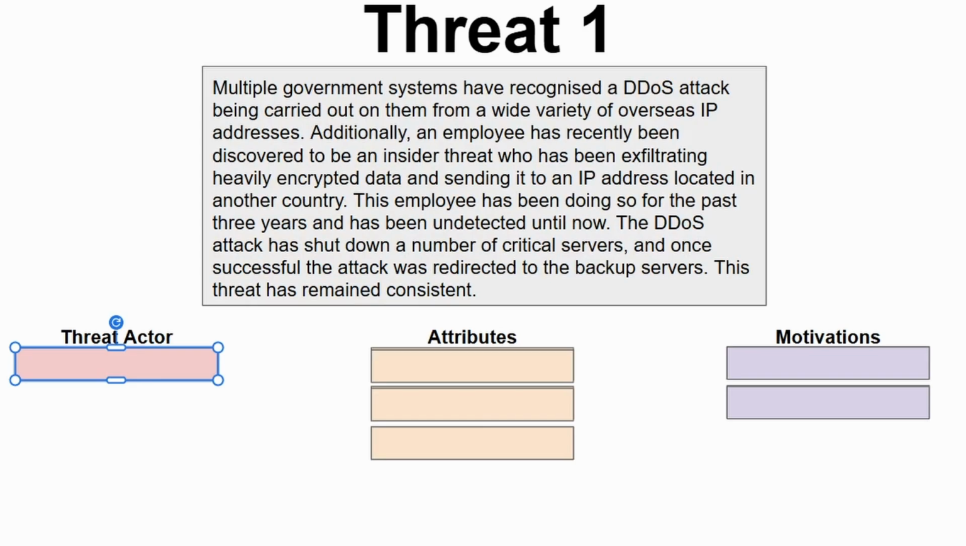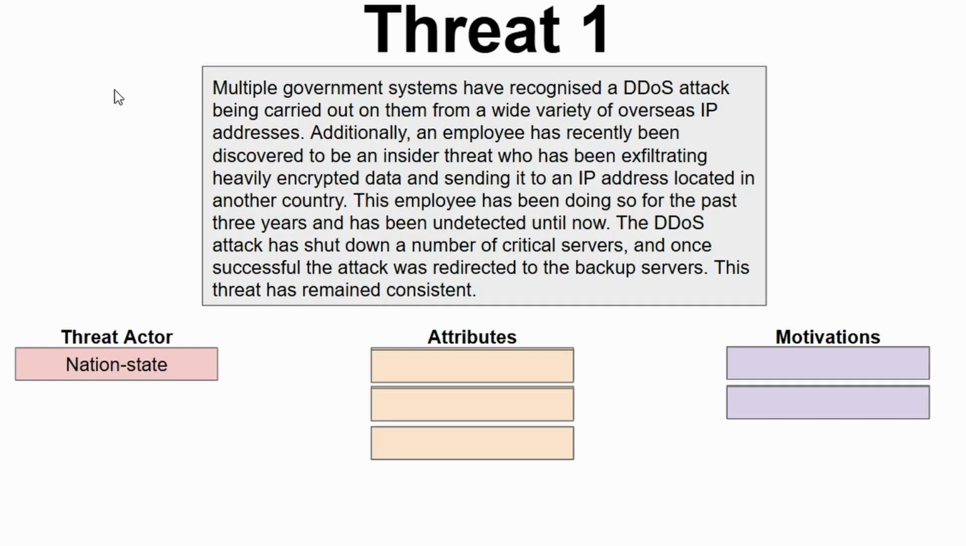I'm going to give you the answer in 3, 2, 1. It is nation state, guys. Why do we think this is a nation state? Well, for one, we're looking at government systems. So our government is being attacked, which means it's likely going to be coming from another country who's trying to do damage to our country.